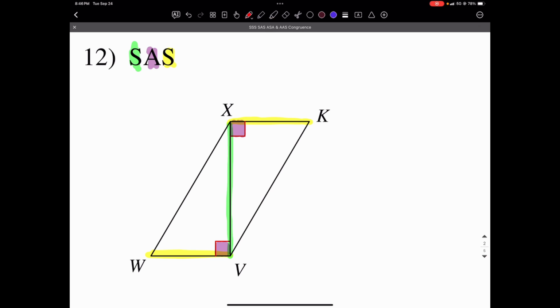So the way that we would write that would be line segment XK is congruent to line segment VW, or we could say KX is congruent to WV. Either way would be okay.